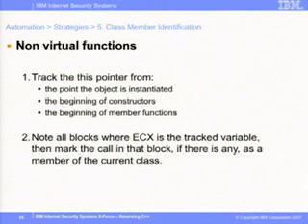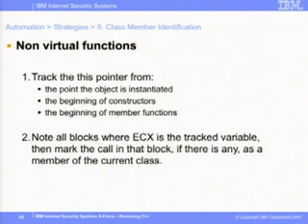Now, how about non-virtual functions or simple member functions? We track the this pointer from the same locations we did with the member variables: the point the object is instantiated, the beginning of constructors, and the beginning of member functions. We note all blocks where ECX is a tracked variable, then mark the call in that block, if there's any, as a member of the current class. This means that in that block, ECX has the same value as the one that we started tracking.